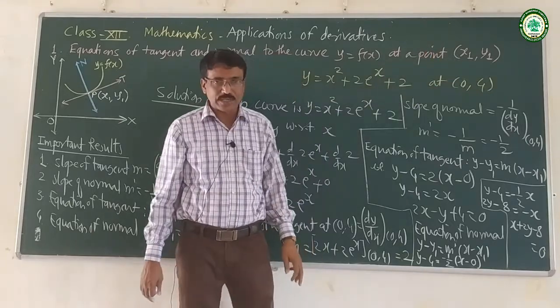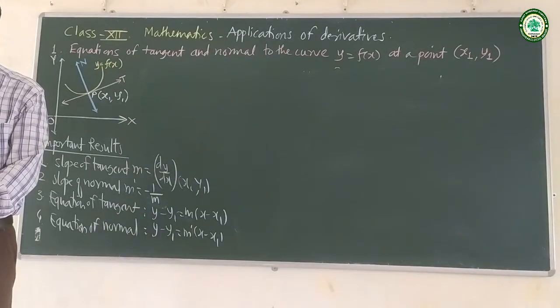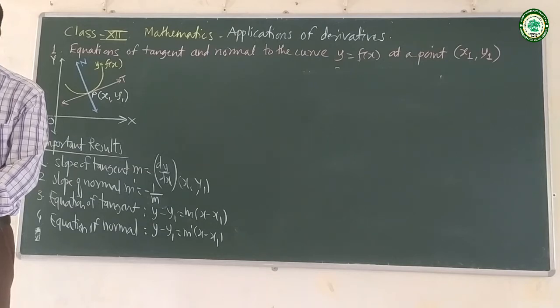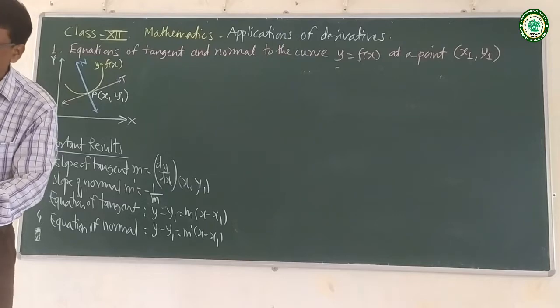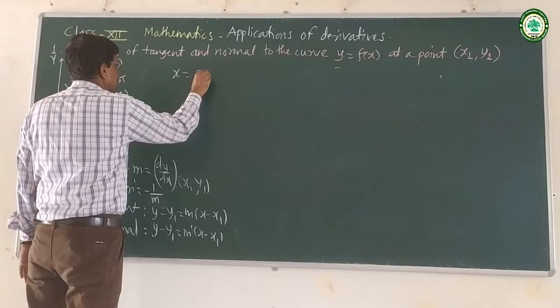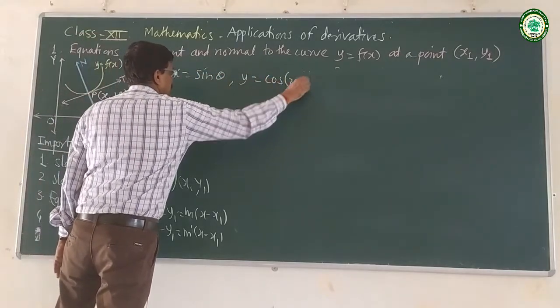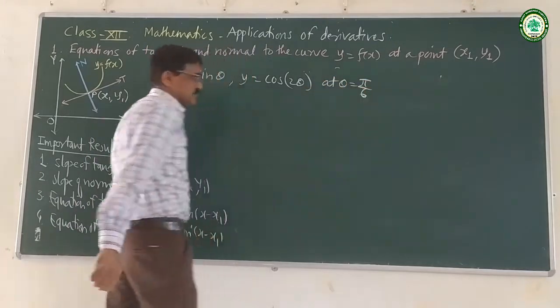Now let us take one more example. Exercise 2.1. We have taken first example of the question 1. Now, x is equal to sine theta and y is equal to cos 2 theta at theta is equal to pi by 6. Second example, x is equal to sine theta, y is equal to cos 2 theta at theta is equal to pi by 6.